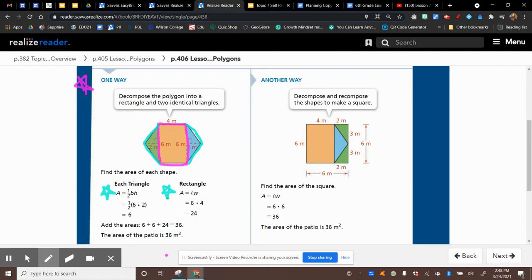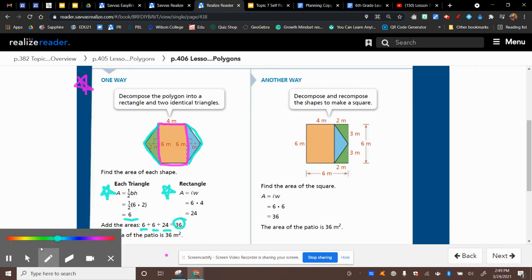So if we look at that triangle, we're taking 1/2 times 6 is the base. The height is 2 because 2 is what forms the right angle in the triangle. When we take 1/2 times 6 times 2, we get 6. 6 times 2 is 12. 1/2 of that is 6. So this is one triangle. We can get the rectangle is length times width. So we said the length was 6 and the width is 4. 6 times 4 is 24. Then we have to add triangle, triangle, rectangle, and we get a total of 36, which tells us the area of the patio is 36 meters squared. So that was one way to do it.